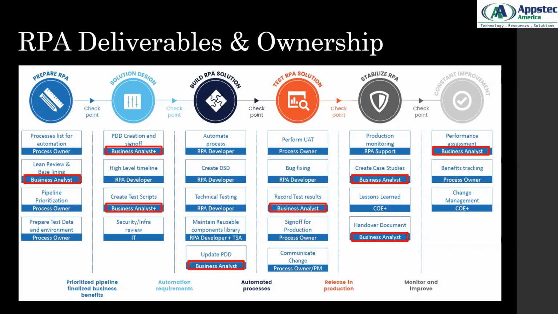And then there is continuous improvement, which is the last phase. It's a never ending process along with the support team. They perform the performance assessment as well, where the business analyst gets involved. That's where we see business analyst roles fitting into the entire RPA solutioning, I mean the RPA deliverables and ownership journey.